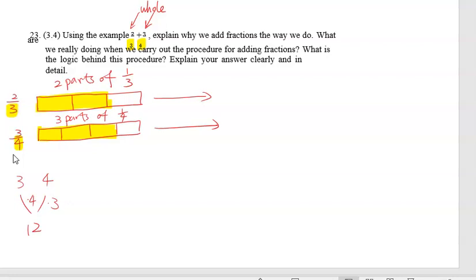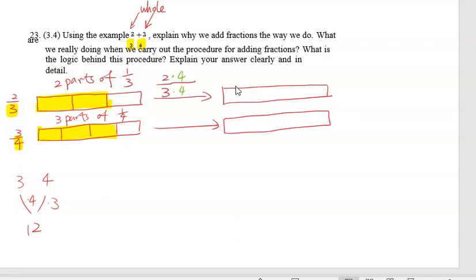So we are going to take 2/3 and multiply the numerator and denominator by 4. Let's look at it picture-wise. We have to keep the same whole. I'm going to do it for the bottom one also. Now let me show the original cuts. This was 2/3. I copied the drawing here.